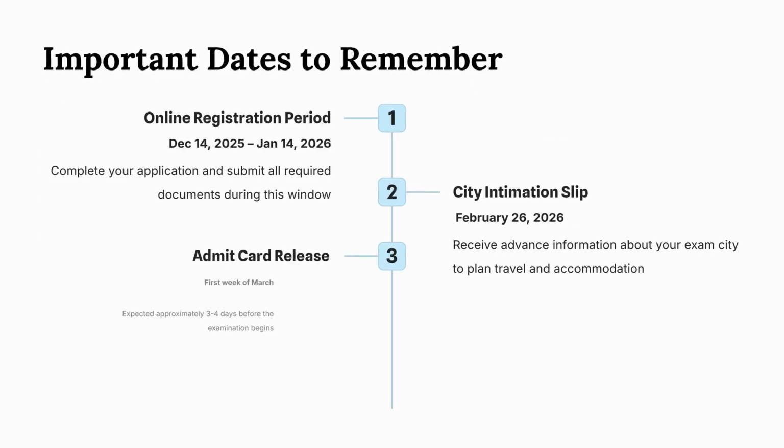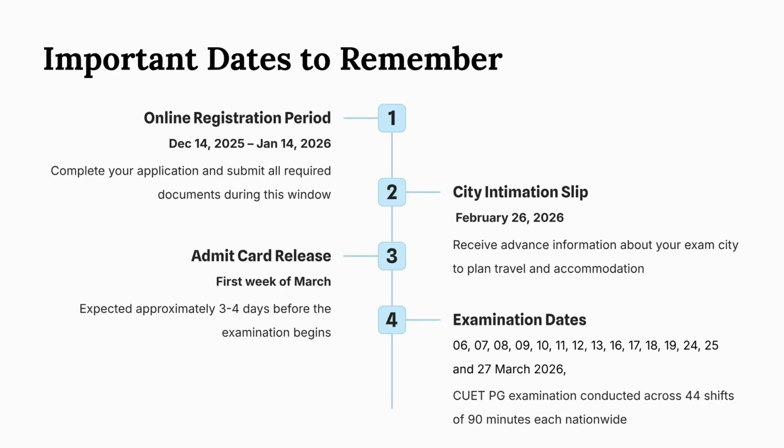Here are some important dates for CUET PG 2026. The online registration for CUET PG is over. It started from 14 December 2025 to 14th January 2026. The city intimation slip has also been released on 26 February 2026. The admit card is expected in the first week of March, approximately 3 to 4 days before the exam begins.